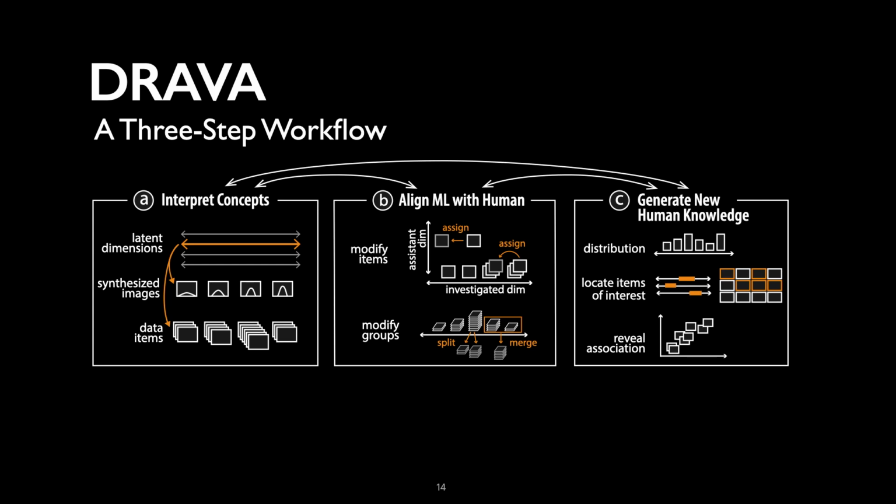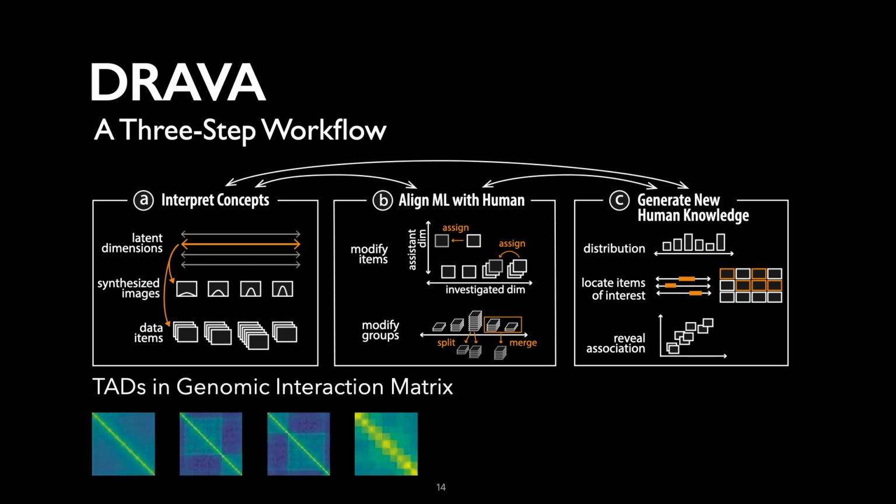Drava is designed to support concept-driven visual exploration by enabling users to interpret and steer concepts effectively. I will demonstrate the functionality using TAD, topological associated domains, a region of interest in genomic interaction matrix. You can think of each TAD as a heat map visualization, where the visual appearance represents biological events.